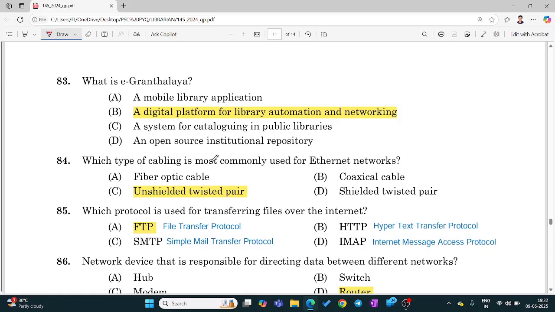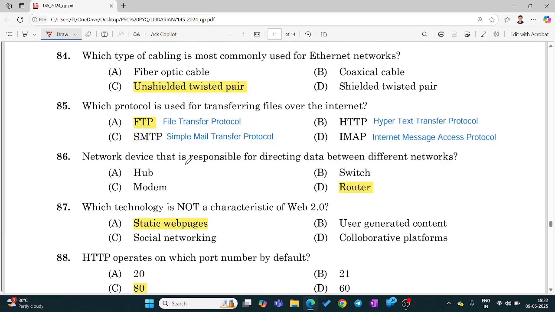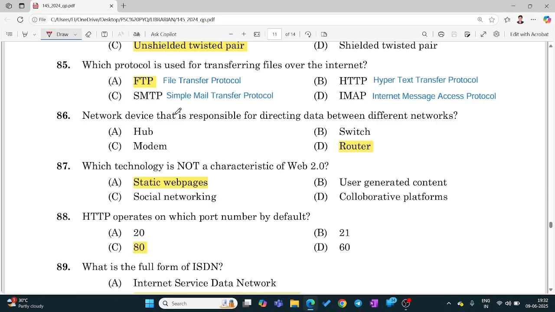Which type of cabling is most commonly used for Ethernet networks? Unshielded twisted pair is the answer. Which protocol is used for transferring files over the internet? FTP, file transfer protocol. Network device that is responsible for directing data between different networks. We call it a router.